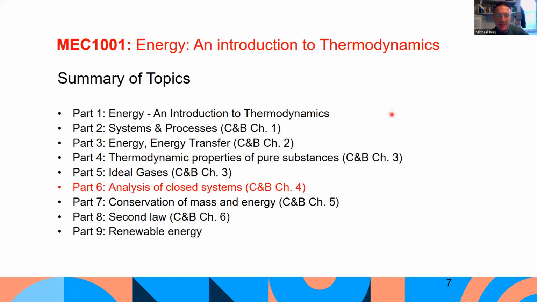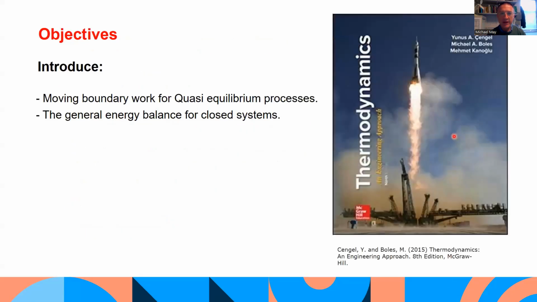But this is part 6 of the course described as analysis of closed systems. And what we're looking at here is moving boundary work for quasi-equilibrium processes. And we're going to do a general energy balance then for closed systems.